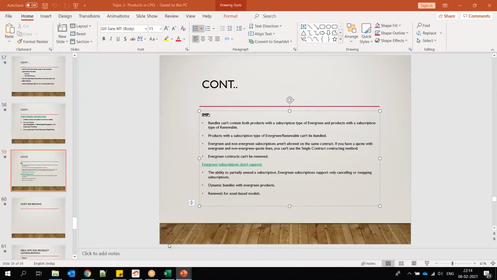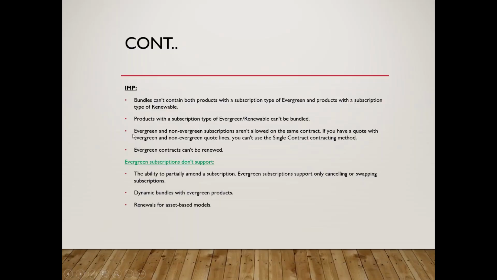So let me zoom it out. Products with the subscription type of renewable evergreen cannot be bundled. Then the third limitation is that evergreen and non-evergreen subscriptions are not allowed on the same contract. If you have a quote with evergreen and non-evergreen quote lines, you can't use the single contract method. What does it mean? Let me explain. I'm just giving scenarios, so you can test these things on your machine as well. These are very important things. I'm going to a deeper level because you should understand all this, and we have an assignment for that, so don't worry.